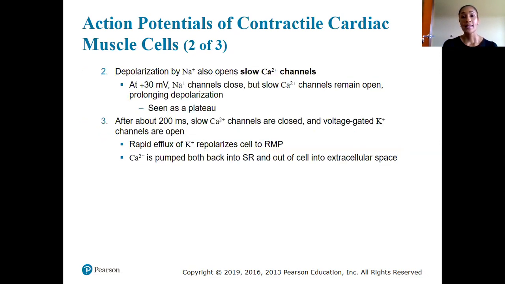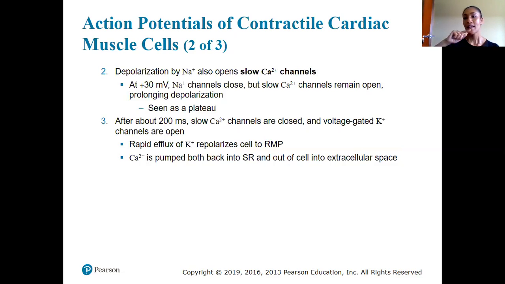Then we go to the next step, which is depolarization of sodium, which will also cause what we call slow calcium channels to open. So at around positive 30 millivolts, the sodium channels will close, but these slow calcium channels will remain open, and it will prolong depolarization.